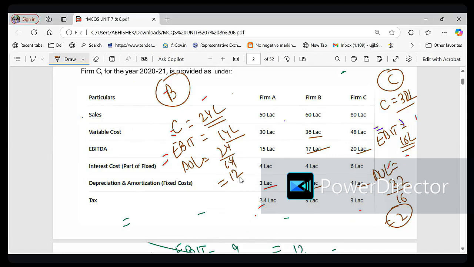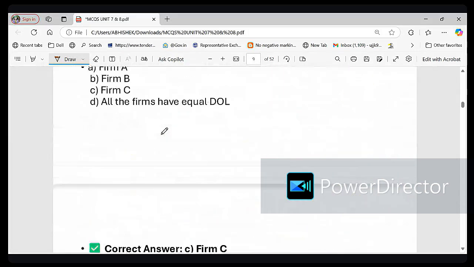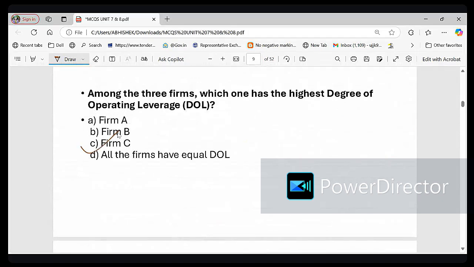It is nothing but 12 upon 7, which is 1.7 something, 1.7. Are you getting the same for DOL? Yes, 1.71. Very good. For company B it is 1.71, for company C it is 2, and for company A we have just calculated it is 1.67. So which one is having the highest DOL? It is firm C, right? So the correct answer to this question is firm C is having the highest DOL.